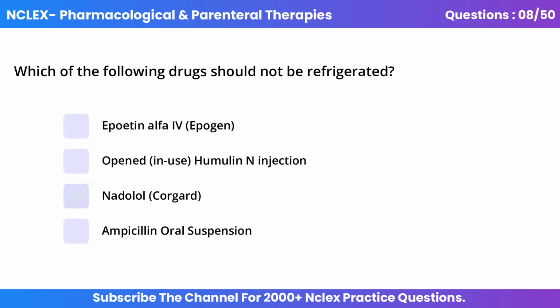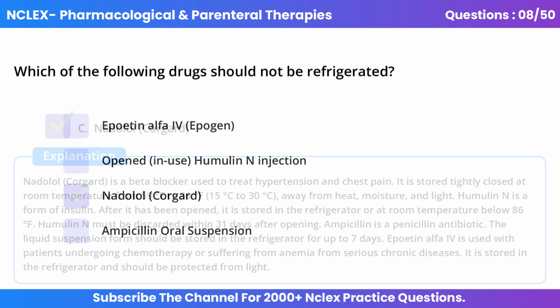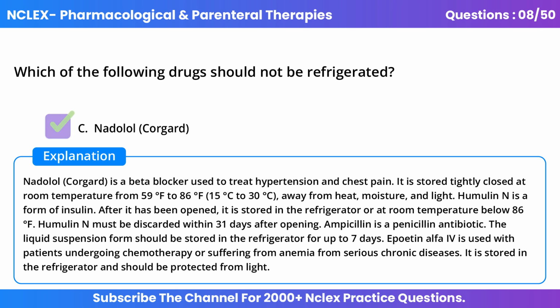C. Nadolol, Corguard. Nadolol, Corguard, is a beta blocker used to treat hypertension and chest pain. It is stored tightly closed at room temperature from 59 degrees Fahrenheit to 86 degrees Fahrenheit, 15 degrees Celsius to 30 degrees Celsius, away from heat, moisture, and light.